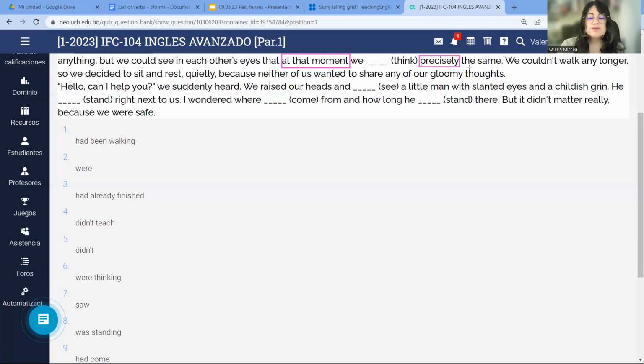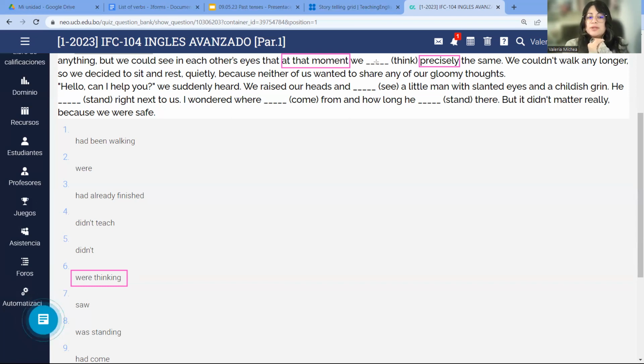"Precisely the same." So what do we have here? Two people who are lost are keeping silent even though they think they are lost. So they look into each other's eyes and realize that they have the same thought in their minds. So I would go for the past continuous, because at that moment they realized that something was happening at the same time. A simultaneous action was happening. What was the simultaneous action? The thinking. Both were thinking the same idea.